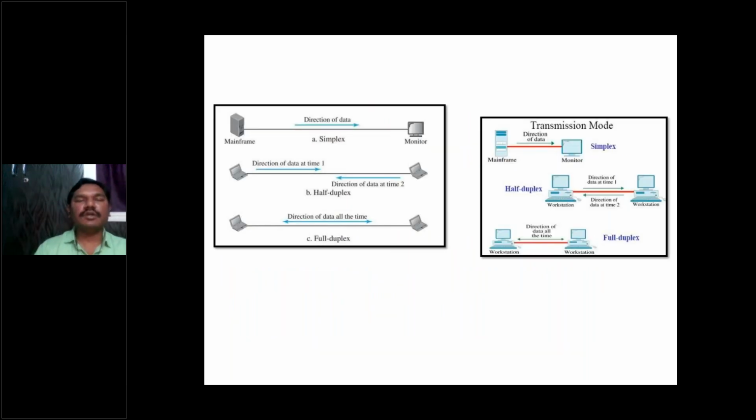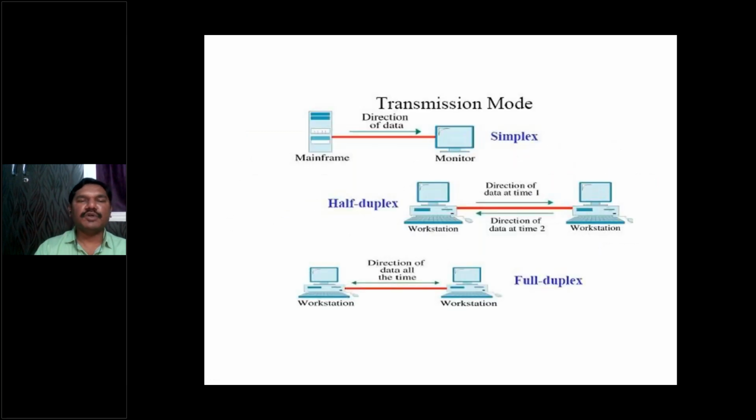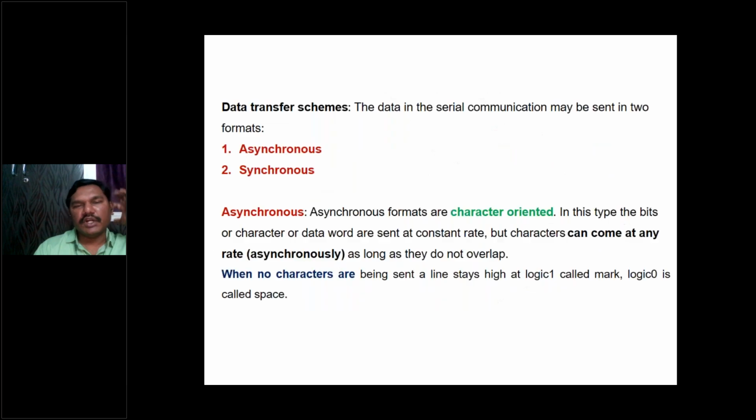In serial communication, we have three modes: simplex mode, half duplex mode, and full duplex mode. Simplex mode means only one-way communication, CPU to monitor. Half duplex means only one direction at a time, either workstation 1 to workstation 2 or workstation 2 to workstation 1. In full duplex mode, two-way communication is possible at a time. Anyone can send data to anyone. For example, telephone communication is an example of full duplex mode. This will be explained in the third unit.